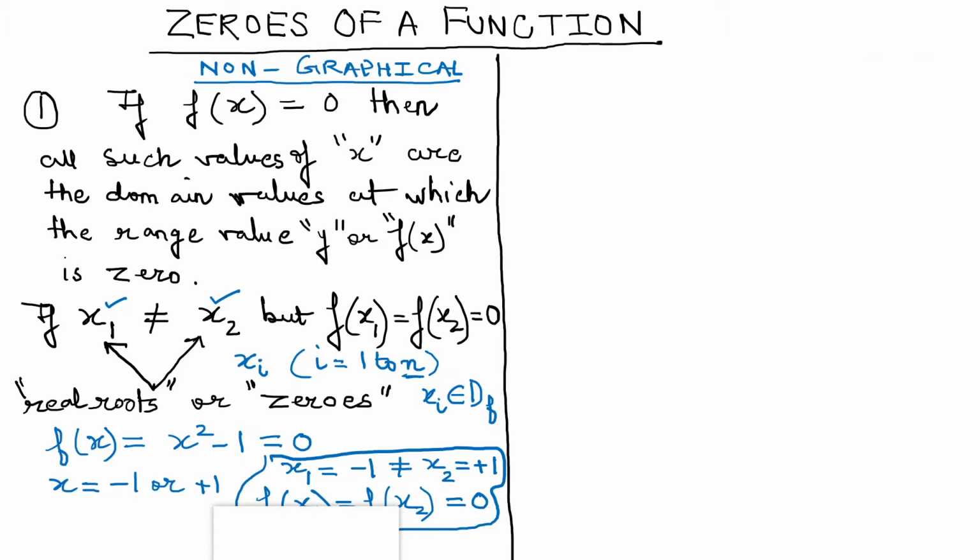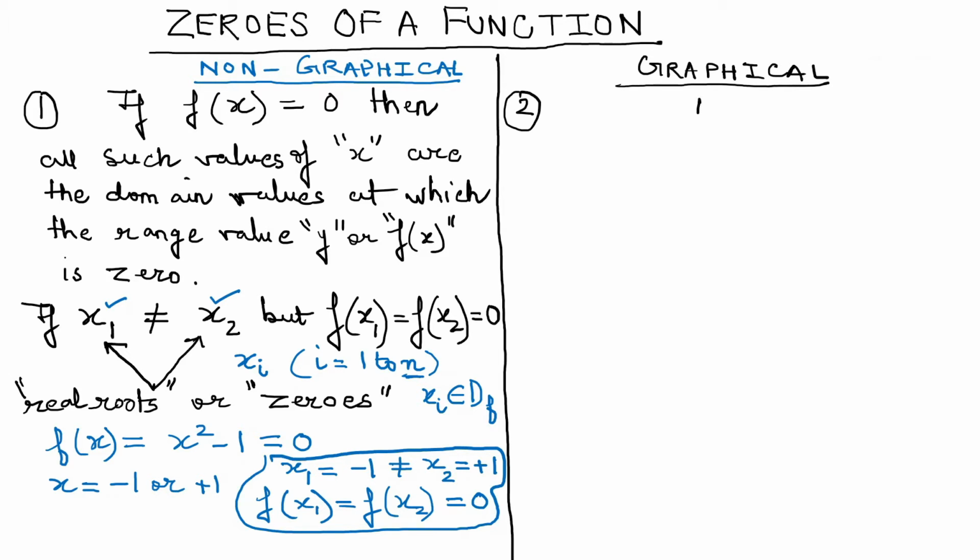Now taking it to the next level, we are talking about the graphical way of understanding the same. So what is the graphical way? We'll have to plot the Cartesian plane first. Cartesian plane is your real xy plane. Let me plot it first, and I'll take the same example that I had taken, which is x square minus 1.